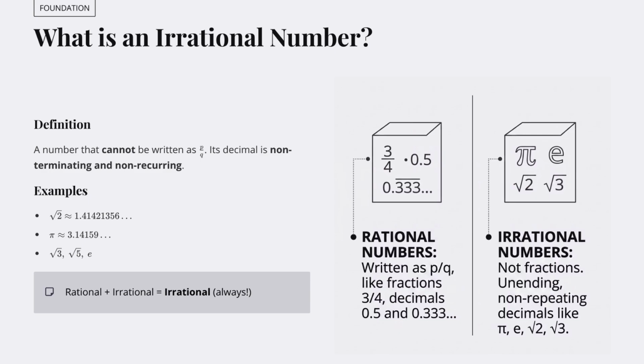What is an irrational number? An irrational number cannot be expressed as a fraction of two integers. Its decimal expansion is non-terminating and non-repeating. Examples include pi and root 2. Theorem: root 2 is irrational.